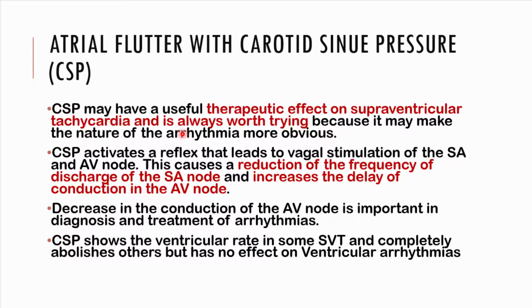So you activate this vagal reflex, and remember the vagus usually slows down the SA node and it will slow down the AV node. So once you do this, you're simply going to be reducing the frequency of discharge of the SA node, and you're going to be increasing the delay of the conduction of the AV node. And this may help the supraventricular tachycardia, so it may help a patient. If you get a decrease in the conduction of the AV node, it is important in making the diagnosis as well as treatment of this type of arrhythmia.